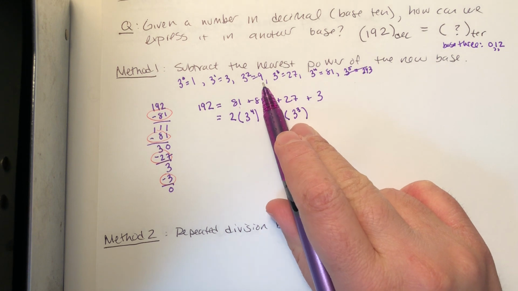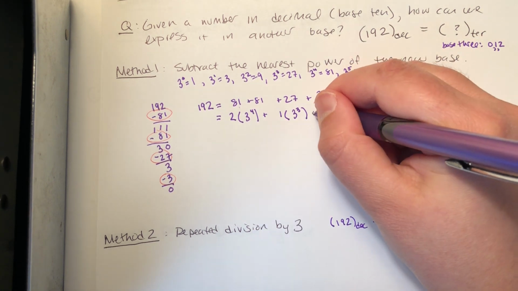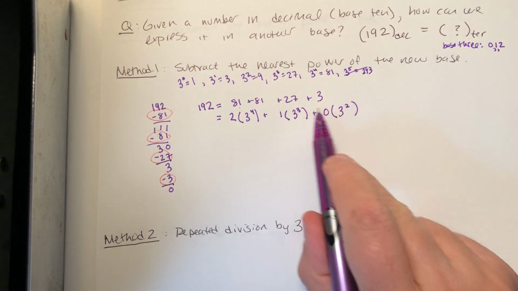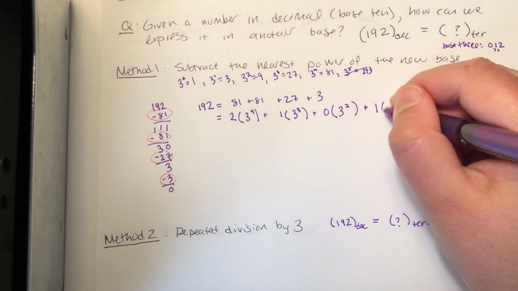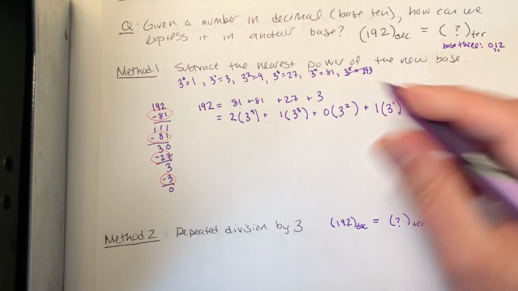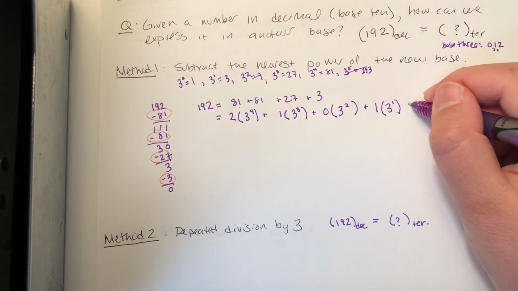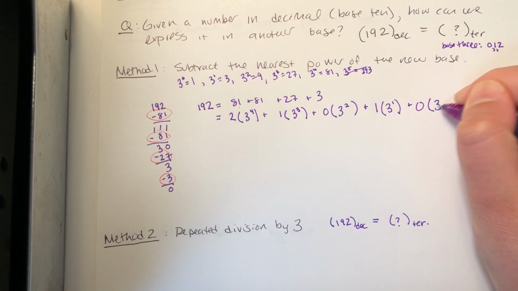I didn't subtract any copies of 9 here, so I can say that I have 0 copies of 3 squared. Then I had 1 copy of 3, 3 to the 1 power. And I didn't have to subtract any 1s at the end. I didn't have to subtract 3 to the 0 at all, so I didn't have any copies of 3 to the 0.